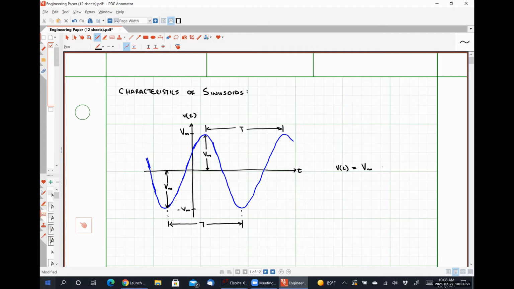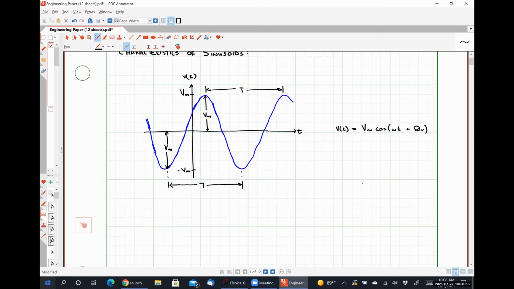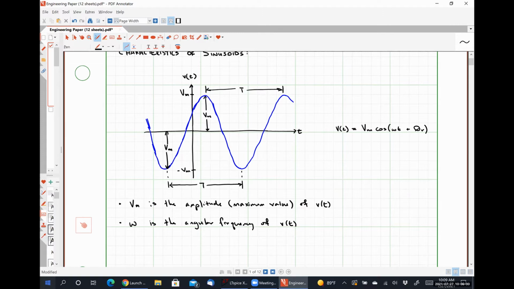The sine function v of t that I've drawn here could be written as Vm, so we have its magnitude, cosine omega t plus some phase angle that I'm going to call theta v. And I want to talk about all these different parts, all right? So as shown pictorially, Vm is the amplitude or maximum value of v of t. Omega is the angular frequency of v of t. And I'd like to talk about that a little bit more right now, okay?